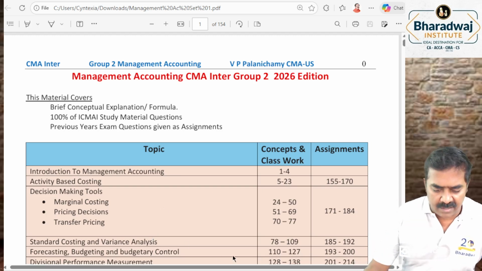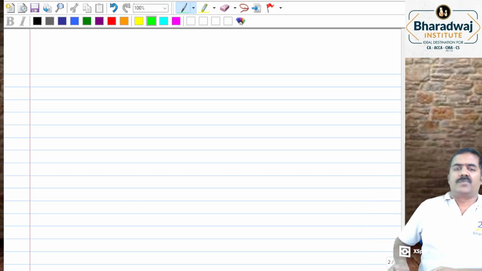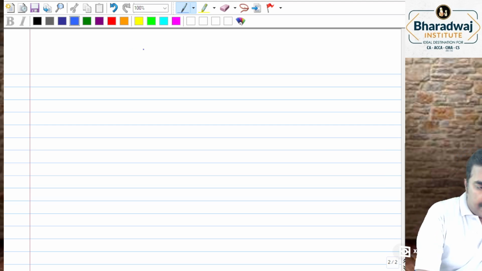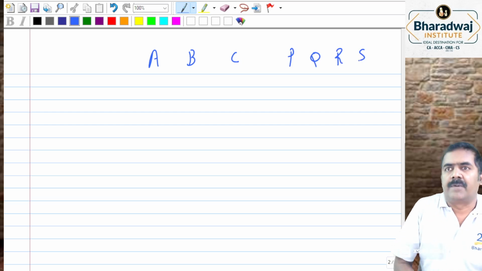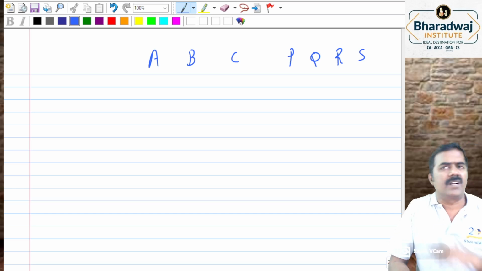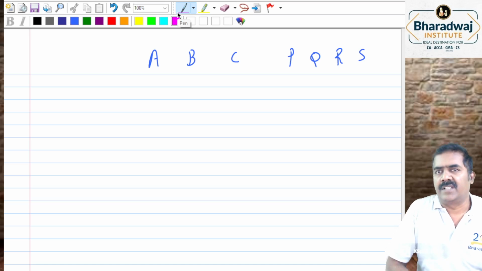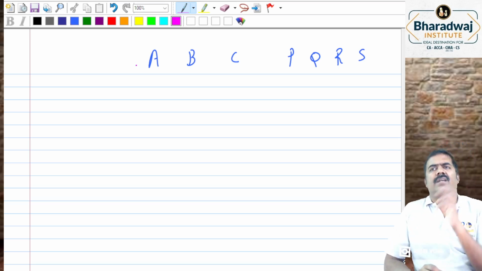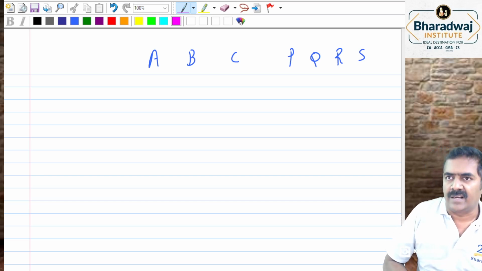Before we start with activity-based costing, let us see how the cost is worked out. Pay attention. For the purpose of calculating the cost, we classify the organization into production departments and, let us assume, service departments. What will the production department do? Manufacturing activity.